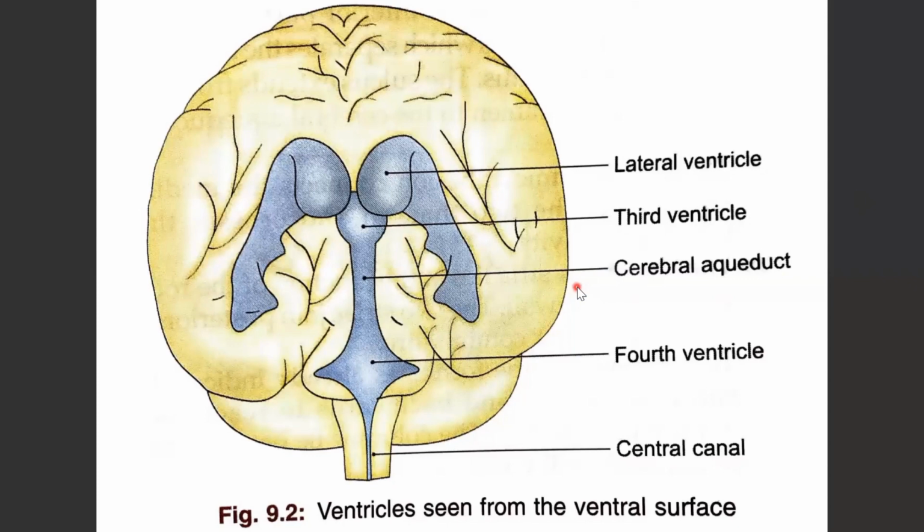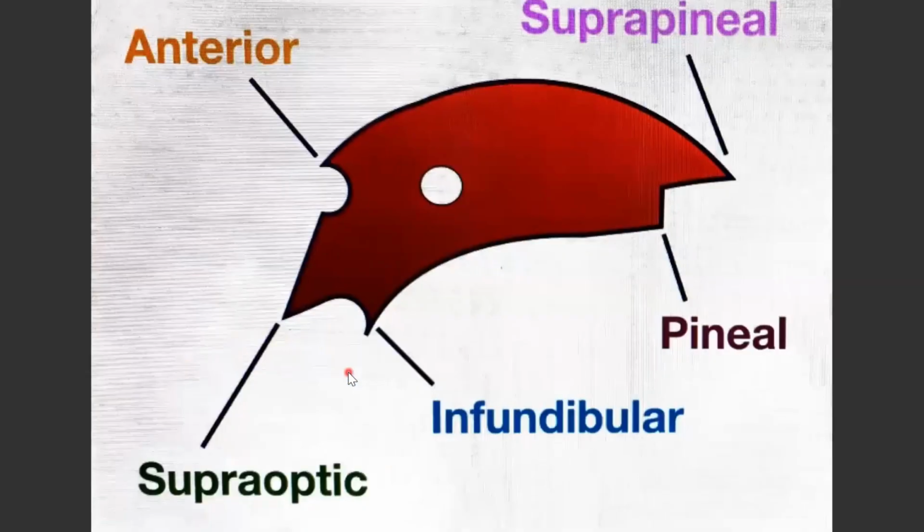This is also a neat and labeled diagram which is given in your books showing the ventricles seen from the ventral surface. So basically I told you that the third ventricle is a median cleft which is anterior superiorly connected to the lateral ventricles by the foramen of Monro, and posterior inferiorly via the cerebral aqueduct, it is related to the fourth ventricle.